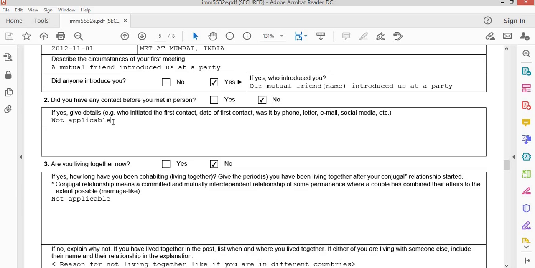Again, I'd like to stress that mentioning not applicable is not a mandatory thing, but it is always good, and I'm sharing all this information based on my personal experience only. This is not legal advice in any way.